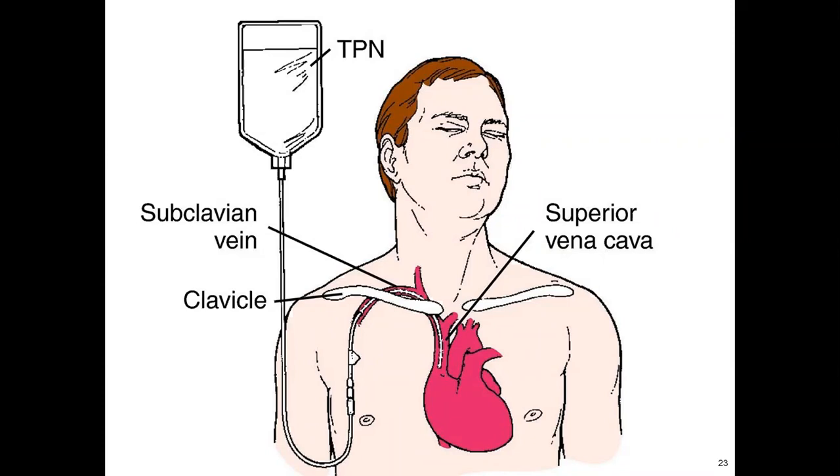Okay, so this is the subclavian. It is not an artery, it is a vein. So total parenteral nutrition goes through a vein, like the subclavian vein or internal jugular vein. So who needs total parenteral nutrition? Those whose gastrointestinal system is not functioning properly.